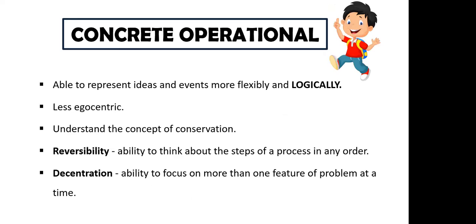So in the concrete operational stage, as children continue into elementary school, they become able to represent ideas even more flexibly and logically. Piaget suggested that children during this period are less egocentric and begin to understand the concept of conservation, that the amount of liquid in a short wide cup is equal to that in a tall skinny glass, for example. Concrete operational thinking differs from pre-operational in two ways. One is reversibility, or the ability to think about the steps of a process in any order, and decentration, where the child can attend to two things at once quite purposely.